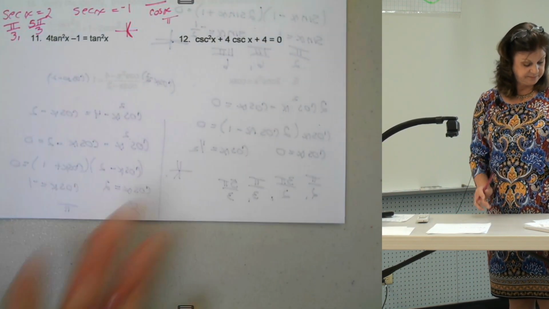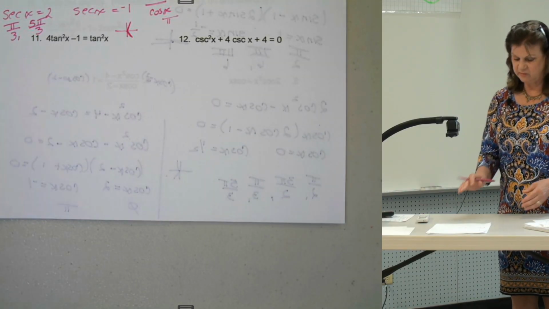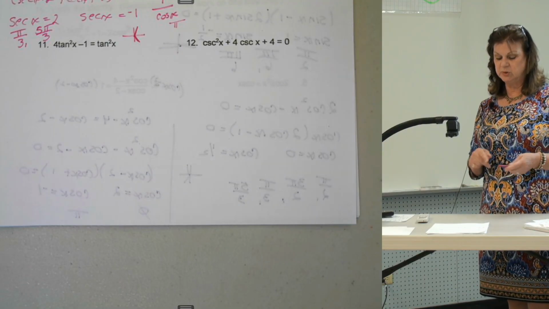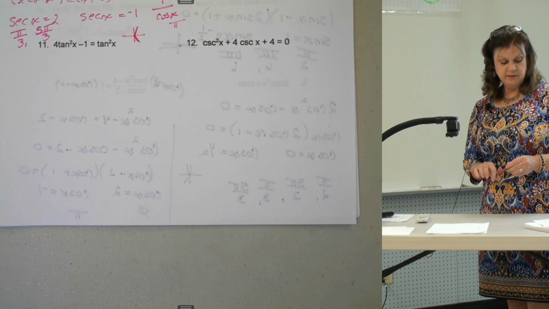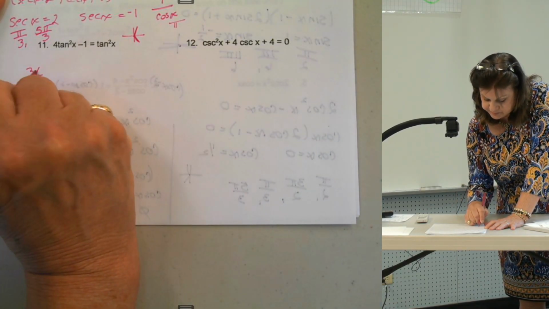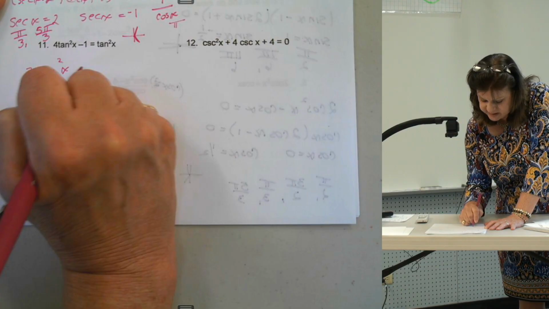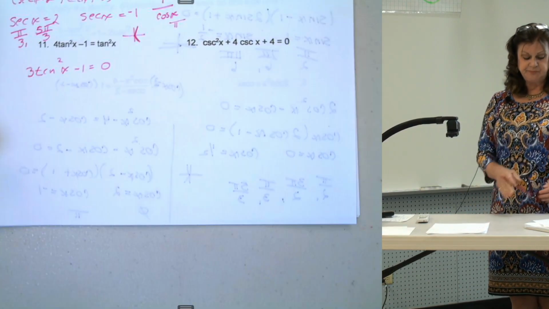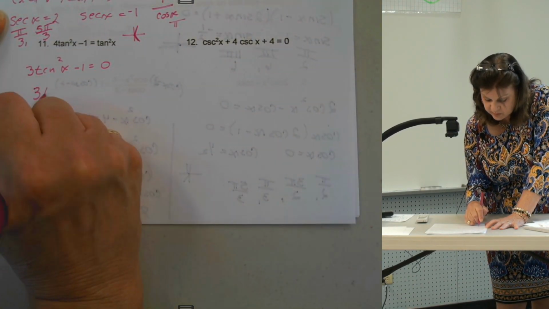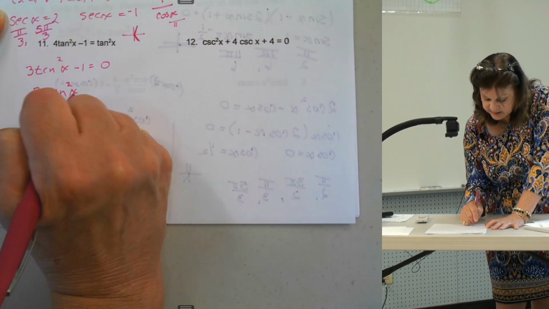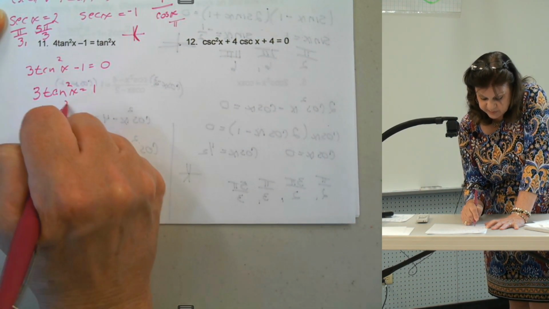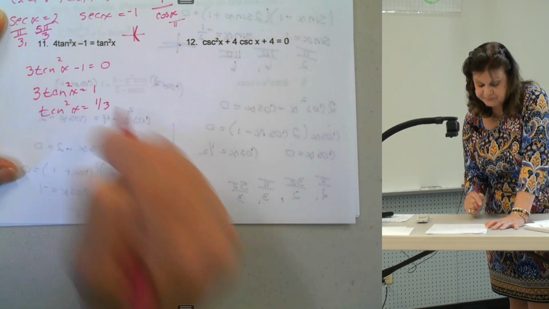Let's look at 11. I think I got one more problem in this pen, and then I'm probably done. 4 tan squared x minus 1 equals tan squared x. So I'm going to subtract a tan squared x from both sides. So I have 3 tan squared x minus 1 equals 0. All right. So now I've got 3 tan squared x equals 1. Tan squared x equals 1/3.